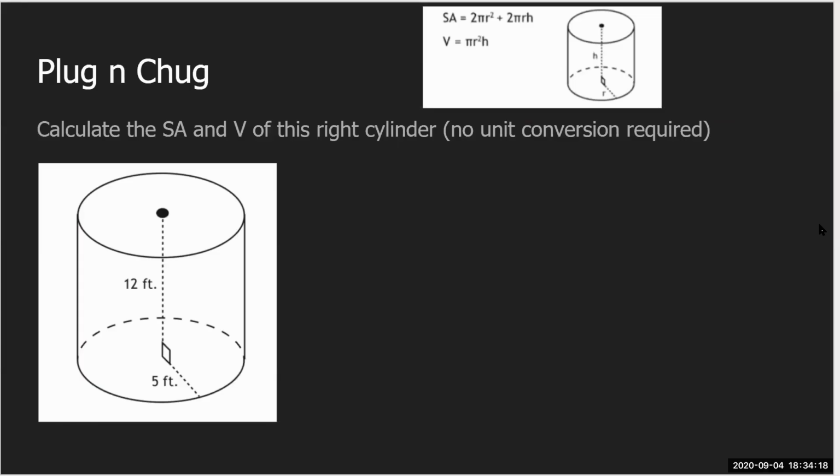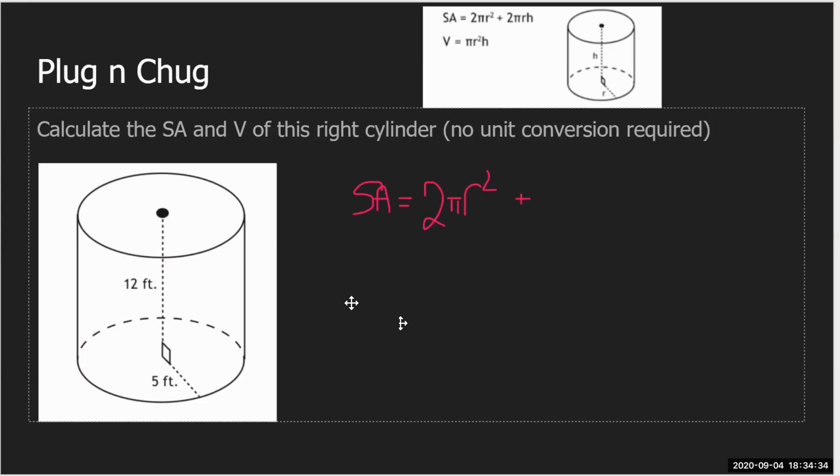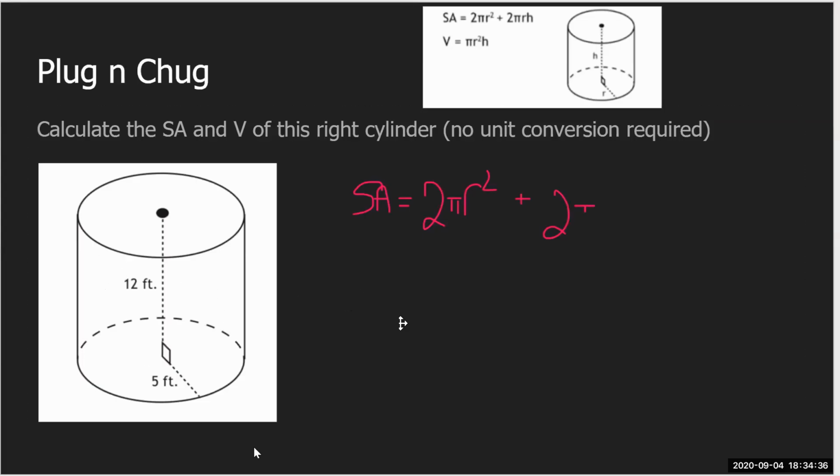Let's do some practice questions to test our knowledge. Over here, we want to calculate the surface area and volume of this cylinder. So let's first write down our formula for the surface area, which is the two circles plus the rectangle. So 2 pi r squared plus 2 pi r times height.